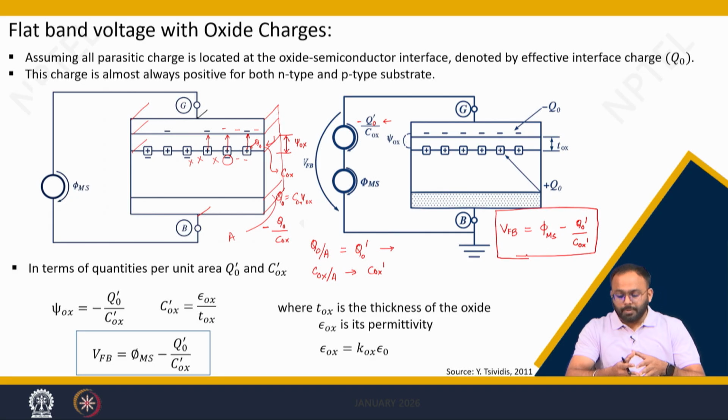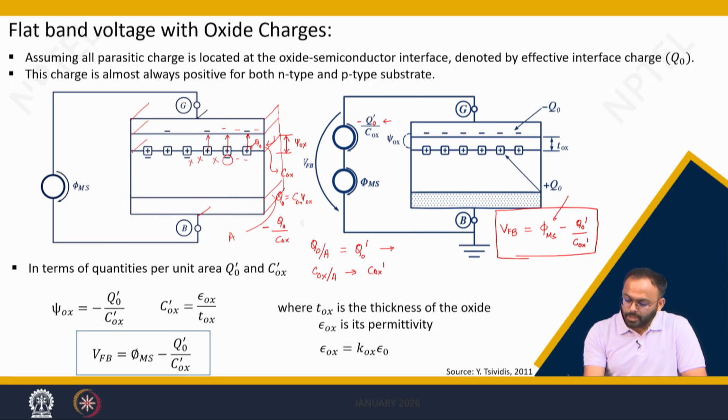Let me revise that the flat band voltage is the voltage required so that there is no charge pile up in the semiconductor, and hence the band should be flat. Not only the contact potential plays an important role, but the oxide charges also cause a charge pile up in the semiconductor. So we need to connect an external battery in such a way that these charges do not come into the semiconductor.